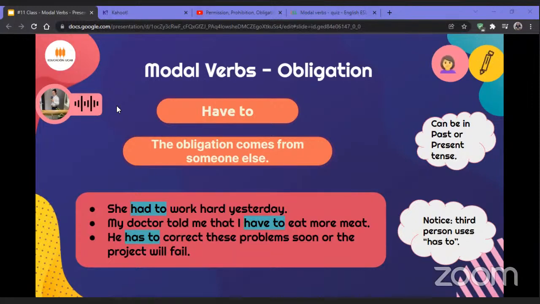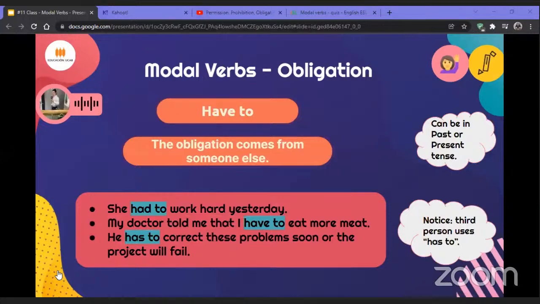We already know that the obligation comes from someone else. So in the second one, my doctor told me that I have to. So the doctor is telling me something. That's why we use have to. And in the third one, well, we are talking about he, so he has to correct these problems. Excellent. Thank you, Leticia. Thank you, Jhonny.